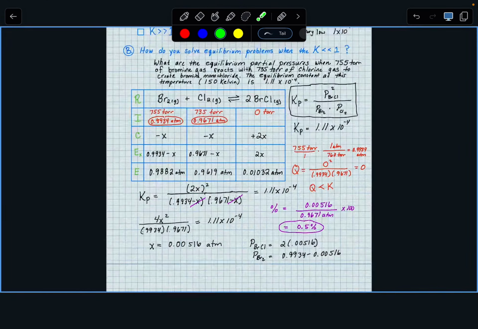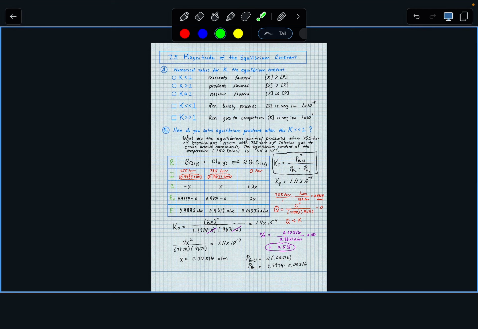All right, so in this video, again, we went over the magnitude of K and also a unique way to solve for it with this equilibrium pressure problem where we have a K value that's very small. And we also have, again, a summary of what those different values are.